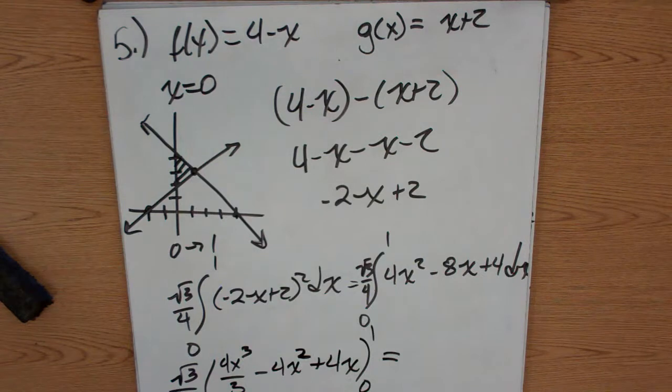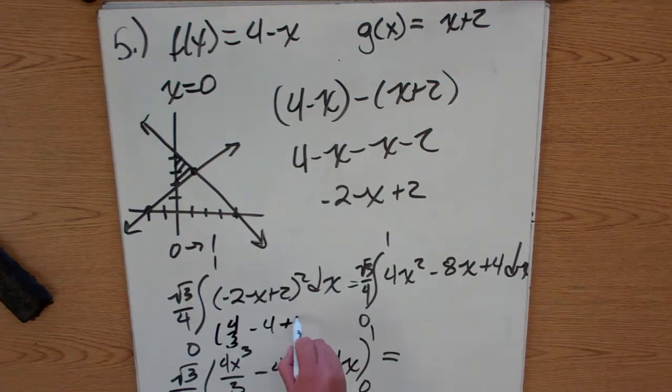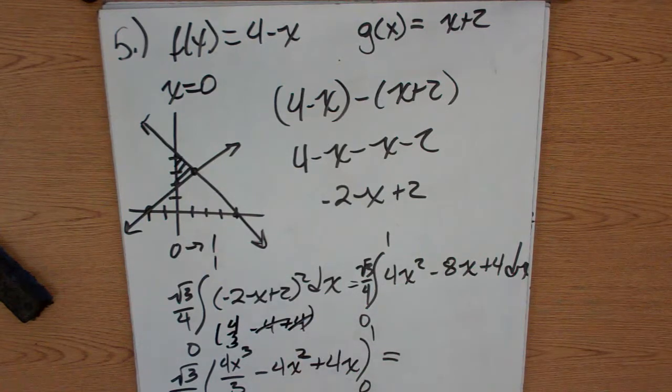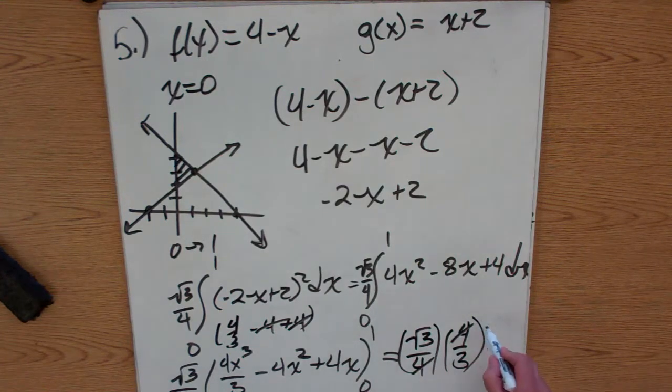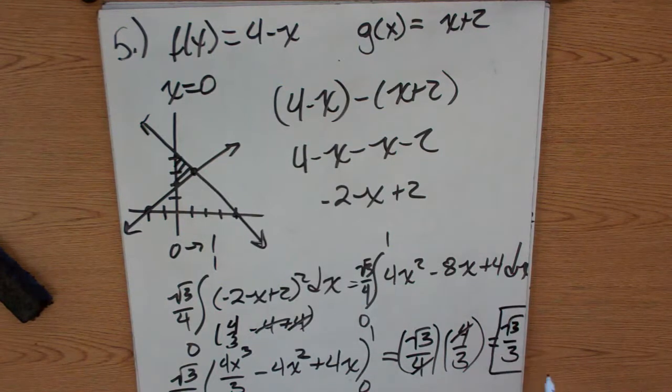Of course, when you plug the 0 in there, you get nothing. So this is simply going to be, when you plug in a 1, it's going to give you 4/3, and this is minus 4, and then plus 4, so that cancels. So this is simply going to be the square root of 3 over 4 times 4 over 3. The 4's cancel, leaving you with the square root of 3 over 3. And that is your final answer.